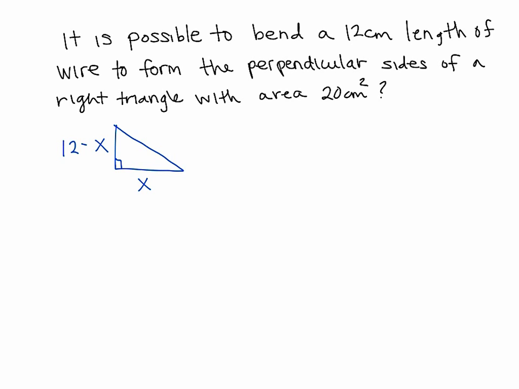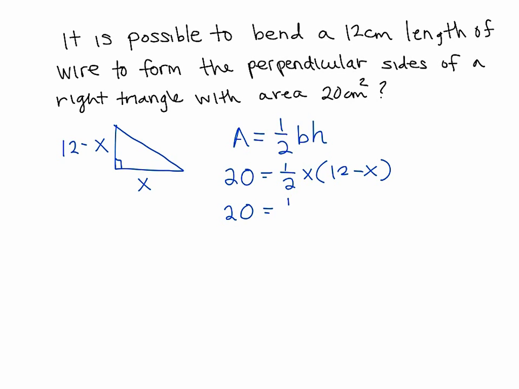So we have the area of a triangle is equal to half times base times height. Area is given to us as 20 equals half of x times the height, 12 minus x. We're going to distribute the half x, so we're left with 6x minus half x squared. I'm going to move the half x squared to the left side, so I have a positive leading coefficient. So half x squared minus 6x plus 20 is equal to 0.